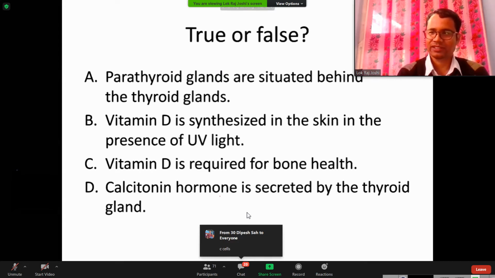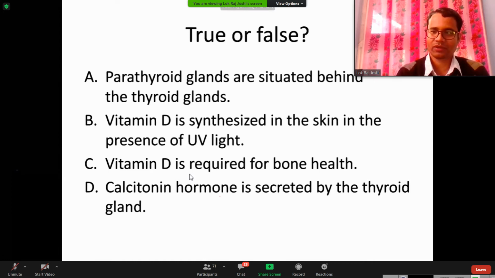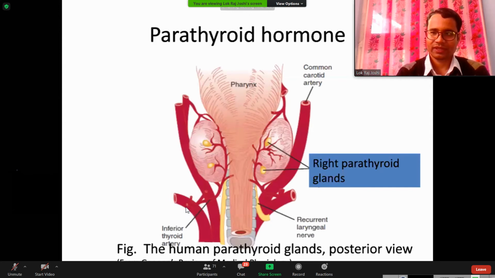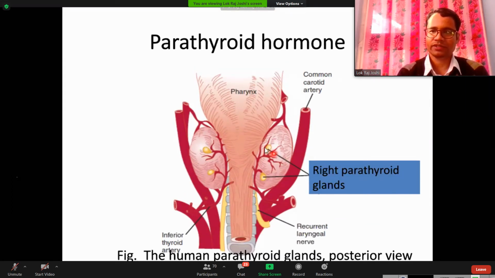C cells, C for calcitonin, or also called parafollicular cells. Okay, good. Thyroid hormones are made by thyroid follicular cells, and calcitonin by parafollicular cells on the side of the follicles, also called C cells. Now, in this figure, there are parathyroid glands. You can see here small round structures, superior and inferior right parathyroid glands, and superior and inferior left. This is the posterior view, and this gland is the thyroid gland.